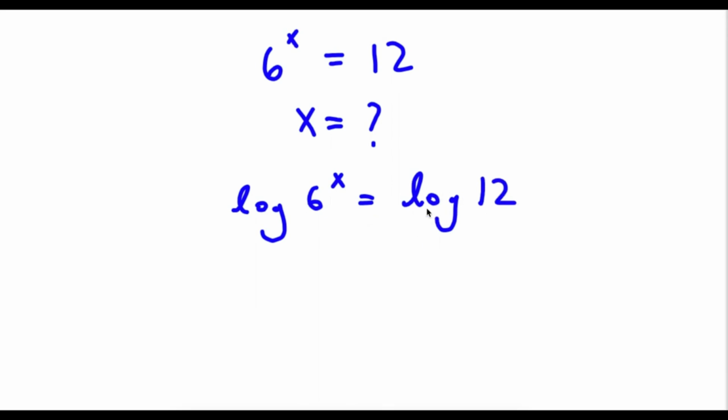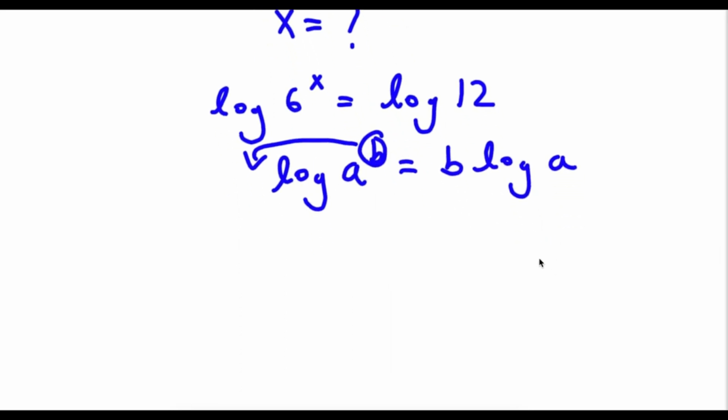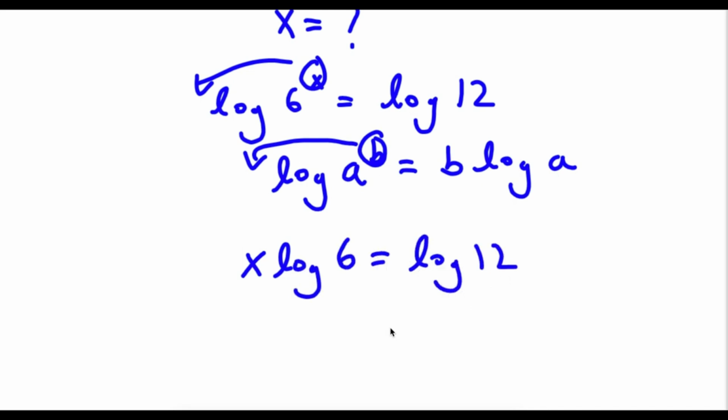Now, an important property of logarithms is that if I have something in the form log a to the power of b, I can actually move this exponent of b to the front of the logarithm. So this is equal to b times log a. So log 6 to the power of x, I can move this to the front. So I'll have x times log 6 is equal to log 12.